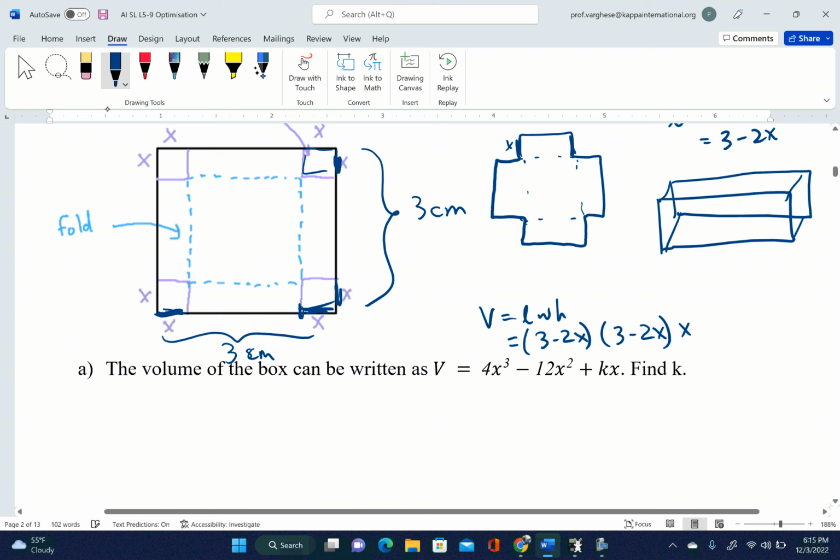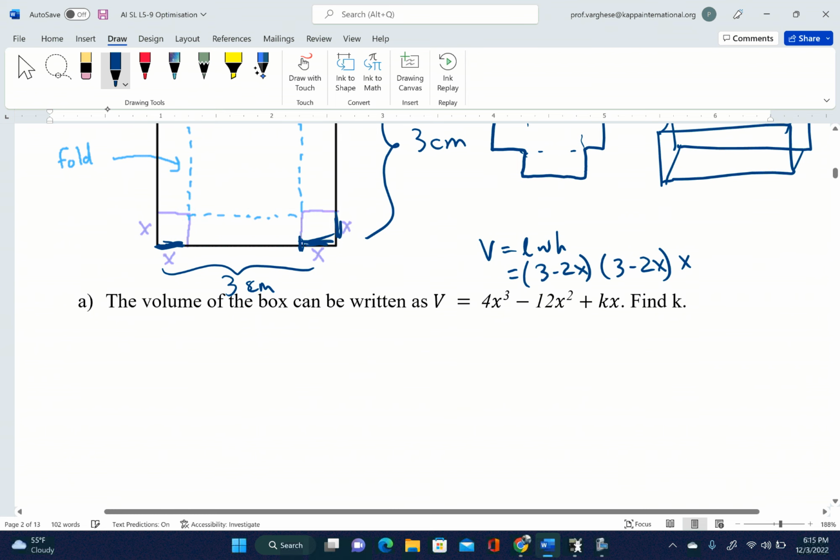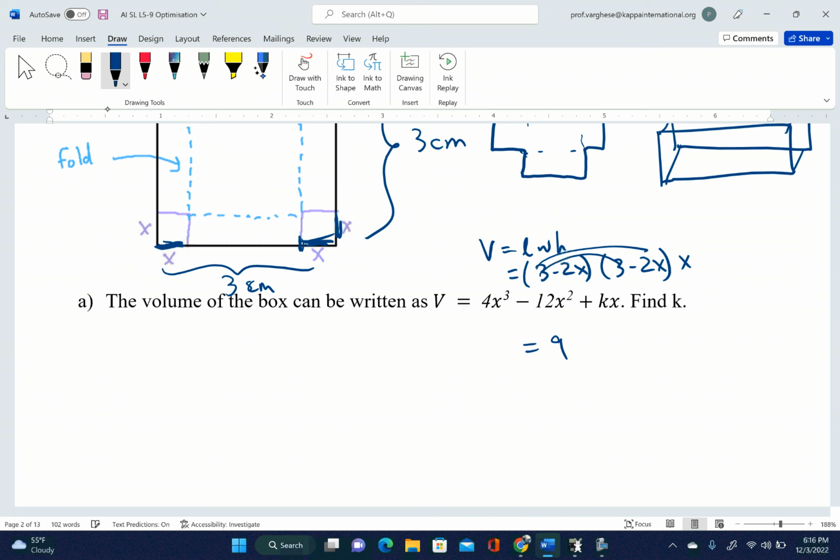So if I were to take this right here and multiply this to find out the volume, let me just go ahead and take this over here. 3 times 3 is equal to 9. 3 times negative 2x is equal to negative 6x. If I multiply this, I could use the box method. Negative 2x times 3 is negative 6x. Negative 2x times negative 2x is going to be positive 4x squared. And I'm going to multiply this whole thing by x. Okay, so 9 times x is equal to 9x.